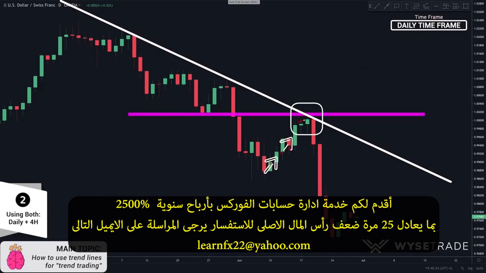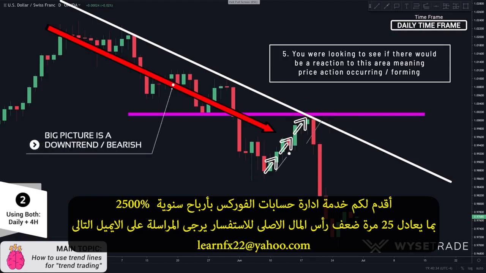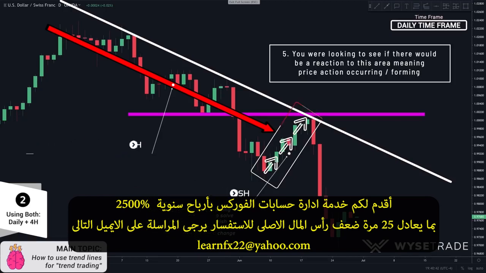Now, as price came up to this axis point, we had no idea whether price would break through or reverse, because again, this short-term moving trend is an uptrend. Your big picture trend is bearish and a downtrend, but your short-term trend is bullish and an uptrend, which means you have a conflict in your directional bias. So in order to solve that, you need to wait for bearish price action to present itself inside of the short-term trend and to confirm that the short-term trend is over, or else there is no trade.